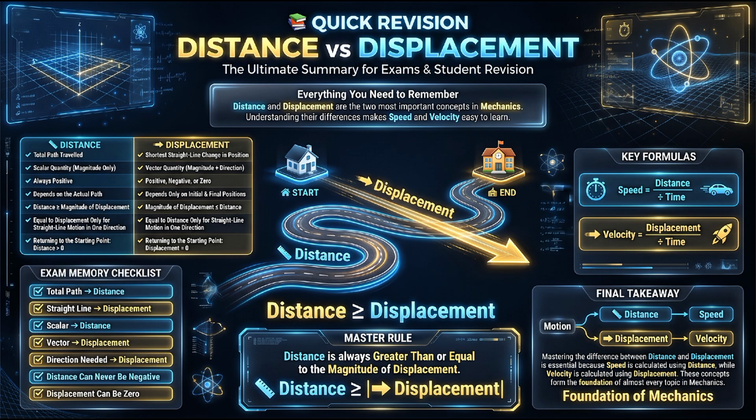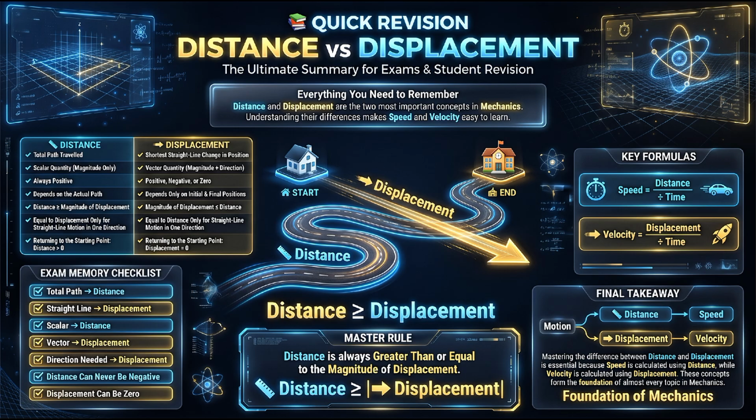Another important point is the relationship between these quantities. Distance is always greater than or equal to the magnitude of displacement. The actual path traveled can never be shorter than the straight line path between the start and end points. Equality occurs only when motion is along a straight line in one direction without any turning or reversing.